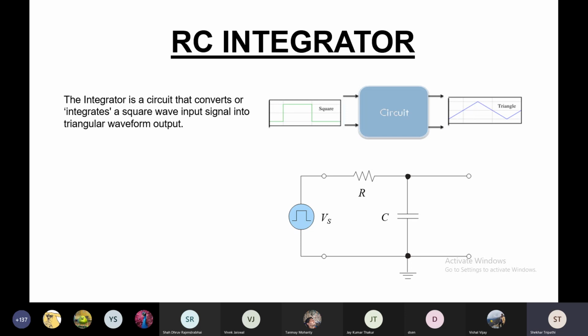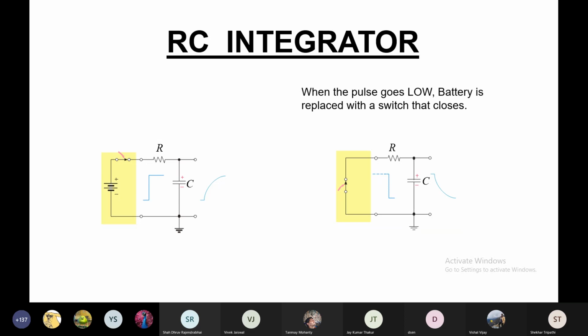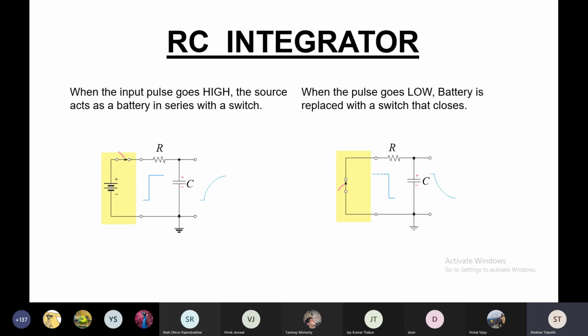So the integrator is a circuit that converts or integrates a square wave input signal into triangular waveform output. A basic RC integrator circuit is simply a capacitor in series with a resistor and the source that produces an output signal which corresponds to the mathematical process of integration. The output is taken across the capacitor. When the input pulse from the source goes high, the source acts as a battery in series with a switch, and the capacitor starts to charge. When the pulse goes low, the battery is replaced with a closed switch, and the capacitor discharges.